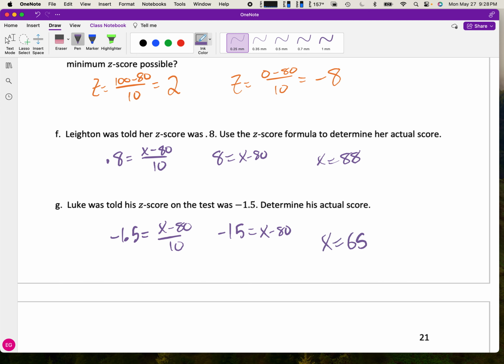Okay? So positive z-score above the mean, negative z-score below the mean. Really can't emphasize enough that that's the quick and easiest way to tell something when just looking at a z-score or trying to find a z-score.